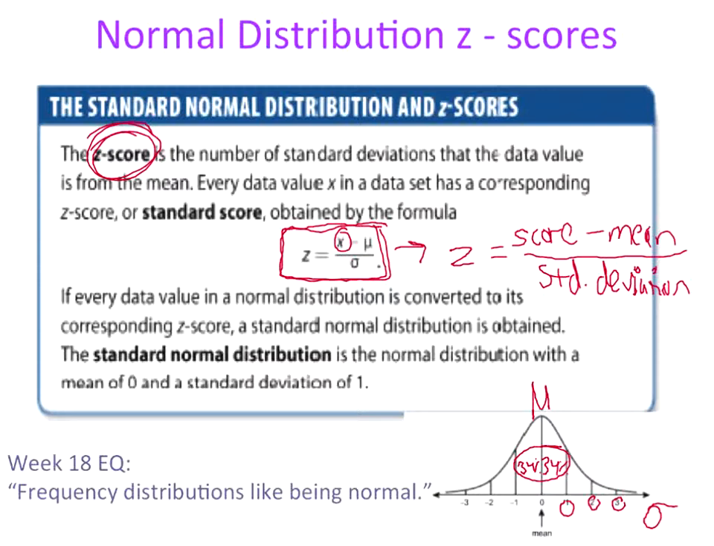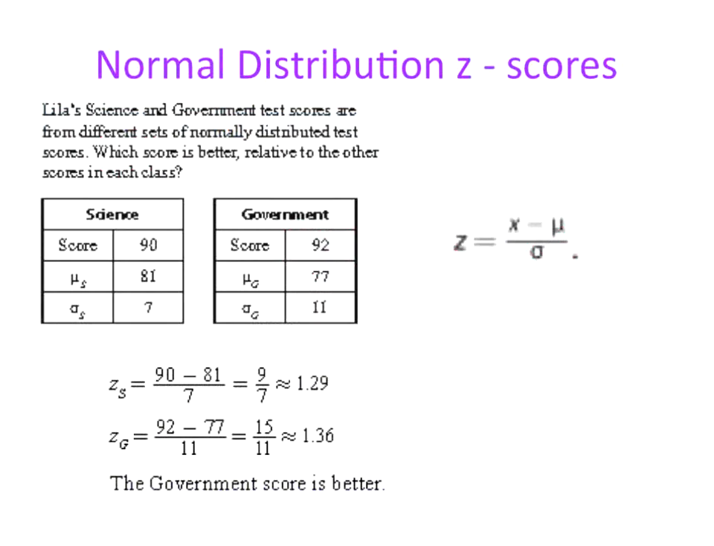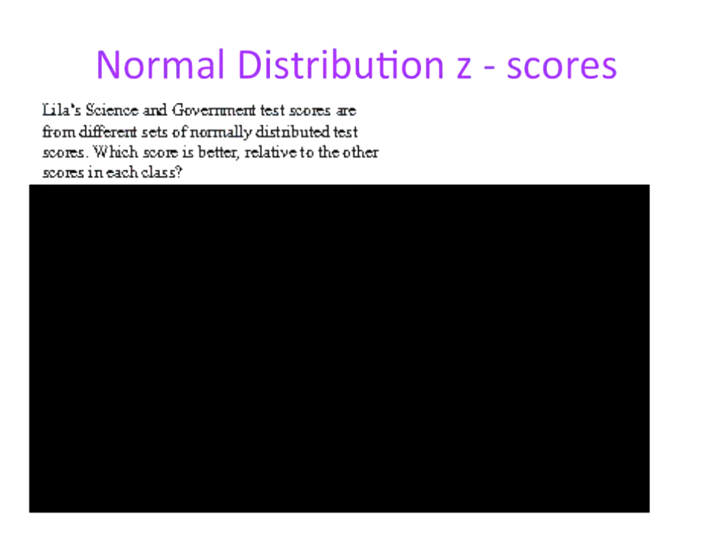So what a Z-score is going to let us do, it's going to let us compare data that's not exactly alike. Meaning, here's an example for you. Let me cover up all of my work. So Leela's science and government test scores are from different sets of normally distributed test scores. Which score is better relative to the other scores in the class?